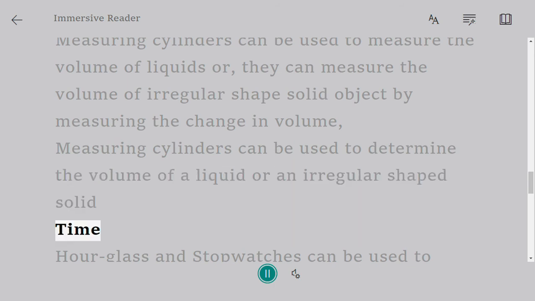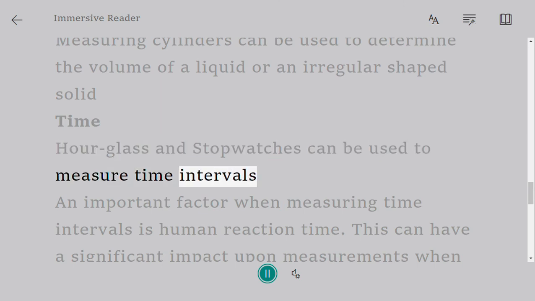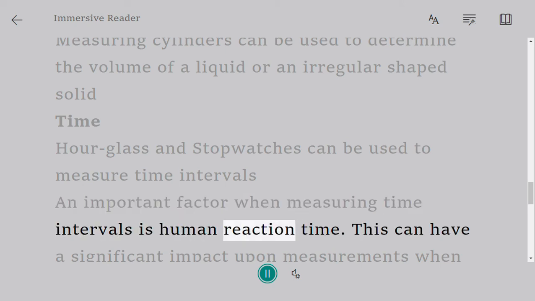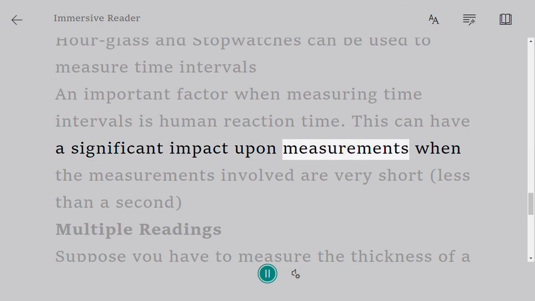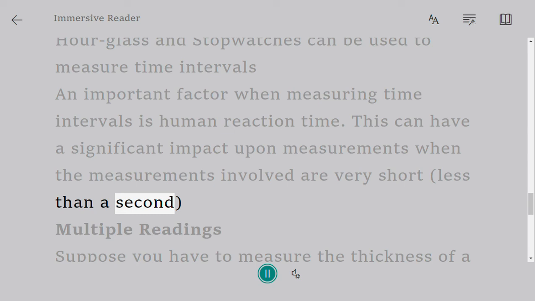Time. Hourglasses and stopwatches can be used to measure time intervals. An important factor when measuring time intervals is human reaction time. This can have a significant impact upon measurements when the measurements involved are very short, less than a second.